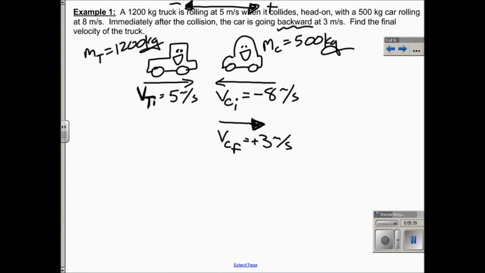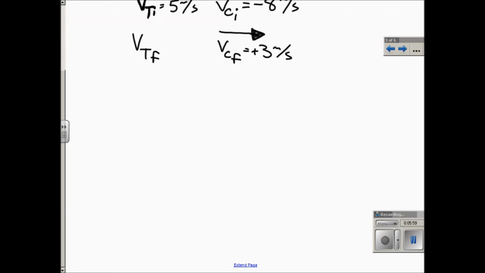All right. And our goal is we're trying to find the velocity of the truck final. Okay? So that's everything that we know. Now, to solve it, we're going to kind of make a chart, actually. I just saw this done this way recently, and it makes a ton of sense to do it this way. So here's what we're going to do. We're going to make a chart, and on one side of the chart, we're going to list our objects. So in this case, we've got truck and car. Those are our two objects.